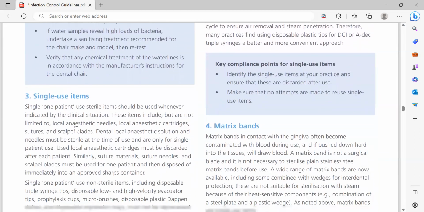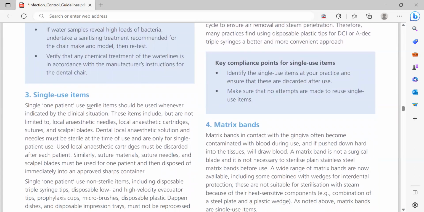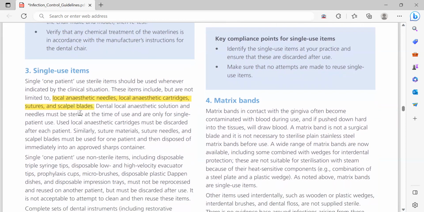Then the single use items: you just need to identify which instruments are single use and you need to throw them away, which could be LA needles, LA cartridges, sutures, and scalpel blades. So these things you just use once and then discard them.